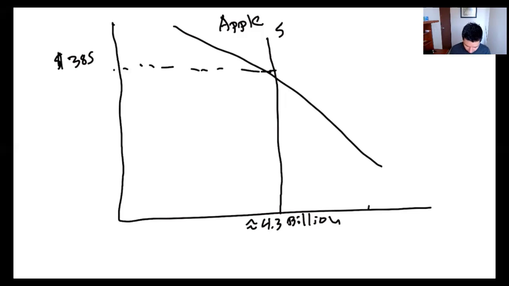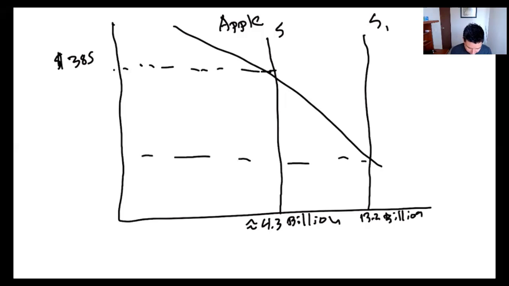That basically means this new supply curve is going to shift to the right because there's going to be an increase of stocks available. Now there's going to be about 13.2 billion shares available, and the price is roughly going to be $95 per share.